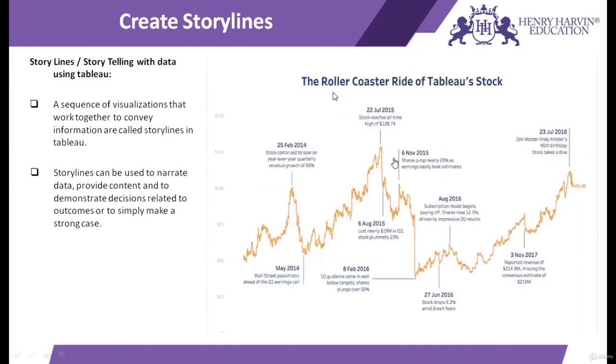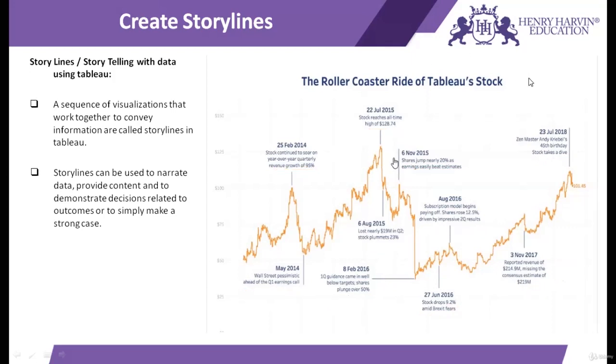So this graph tells us how the stock prices of the Tableau company have moved in the last 4 years, from 14 to 18, and with each rise and fall we have a story to tell. If someone reads all these ups and downs and these stories, they'll be able to make out the performance of this company's stock. This is known as storytelling using data. So over here, using graphs and visualizations, we are doing storytelling.